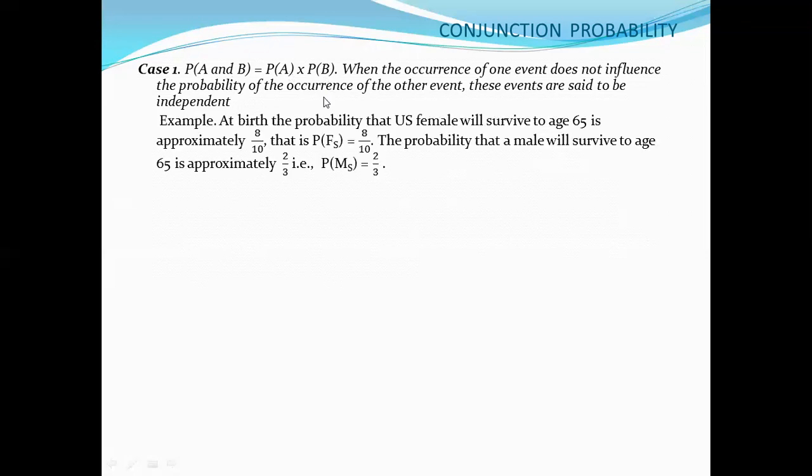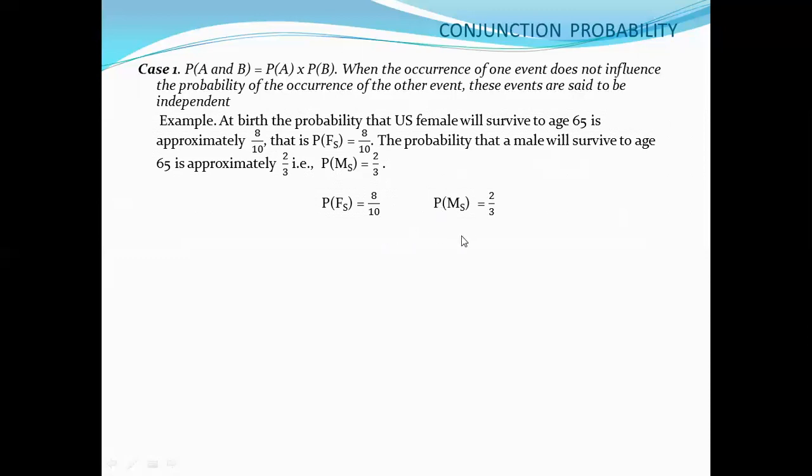So let's have this example. At birth, the probability that a US female will survive to age 65 is approximately 8 over 10. So the probability of surviving for a female is 8 over 10, as denoted by this one. The probability that a male will survive to age 65 is approximately 2 over 3, denoted by this probability M over S. Okay, so indicate lang natin yung given na probabilities. This is the probability that a female will survive, and this is the probability that a male will survive.